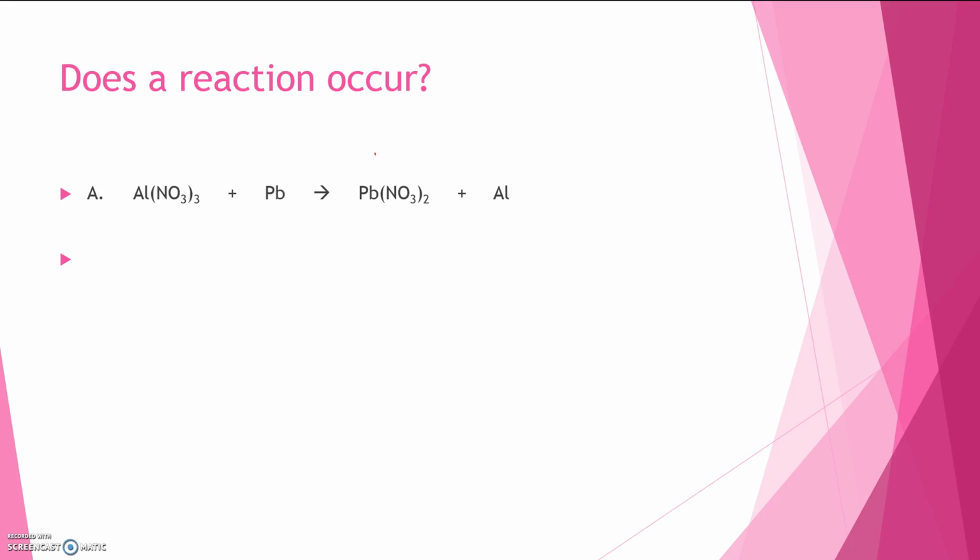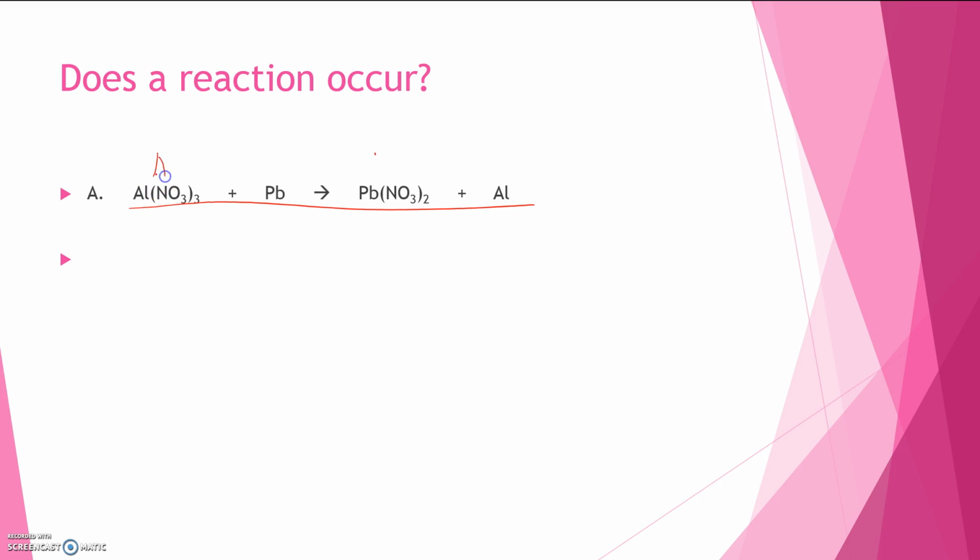So the last thing I have to show you is, does a reaction occur? The reaction would be given to you like so. What we have to do is look at that table and figure out whether or not this reaction is something that would happen. You see that there's nitrates involved here, and that's just because they're spectator ions. We don't typically just write ions on their own.